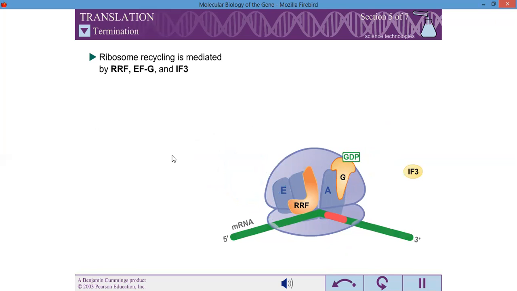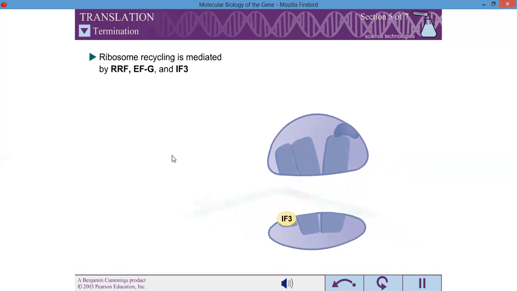Next, both the RRF and EFG uncouple from the ribosome. The mRNA is released, possibly with the aid of IF3. IF3 binds the small subunit to prepare it for another round of protein synthesis.